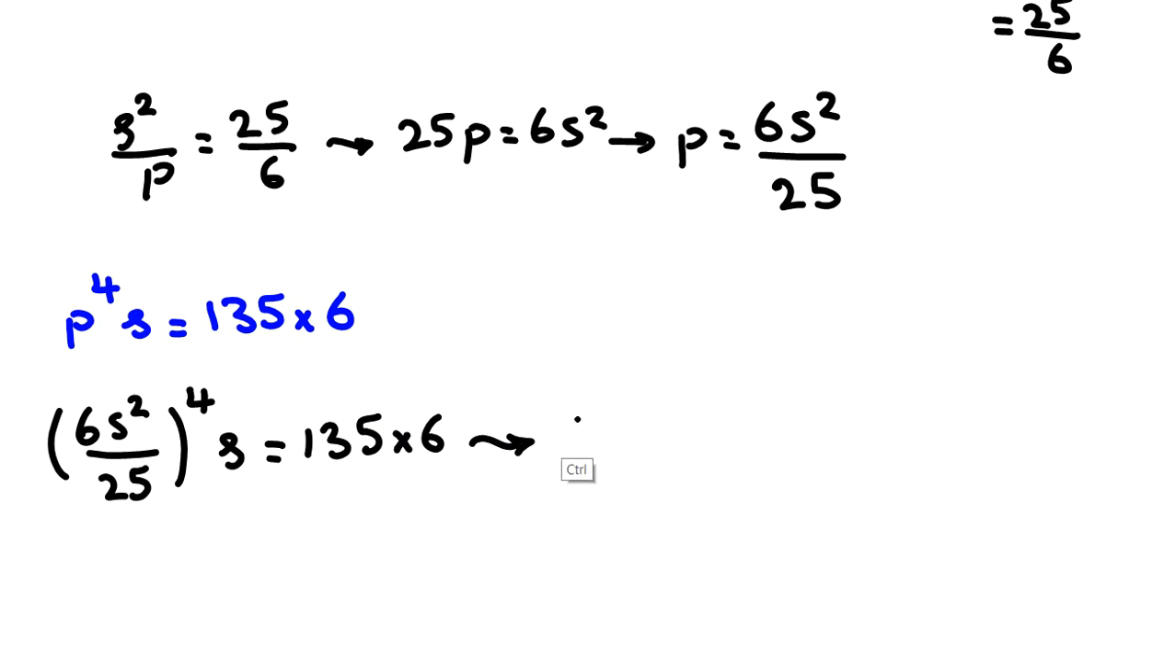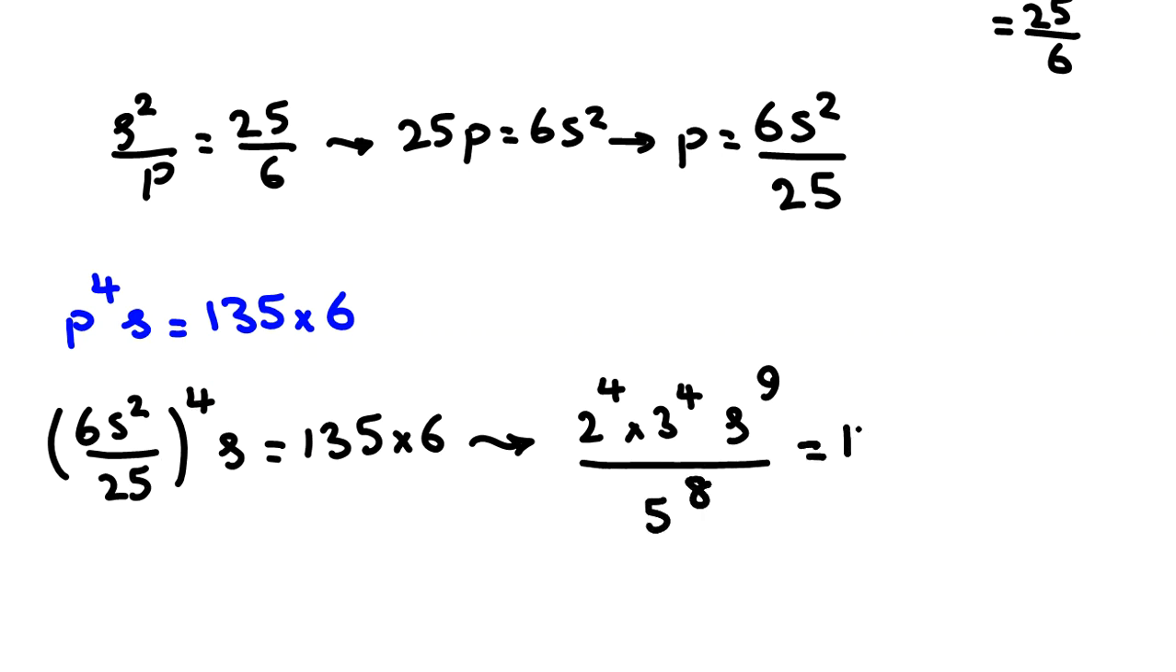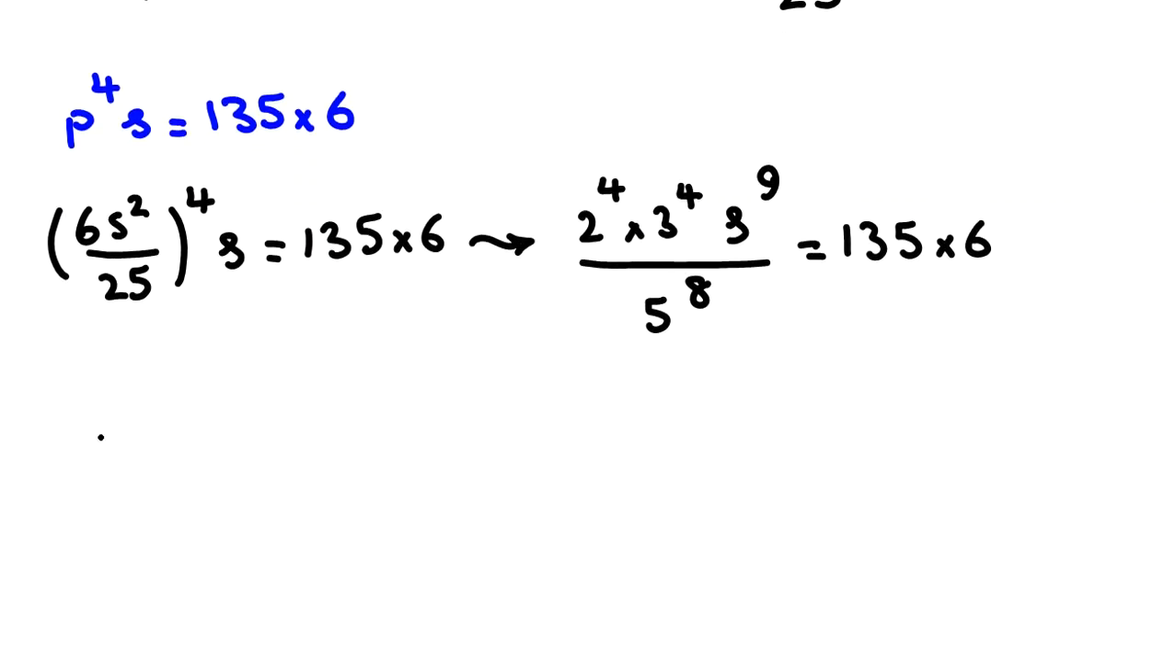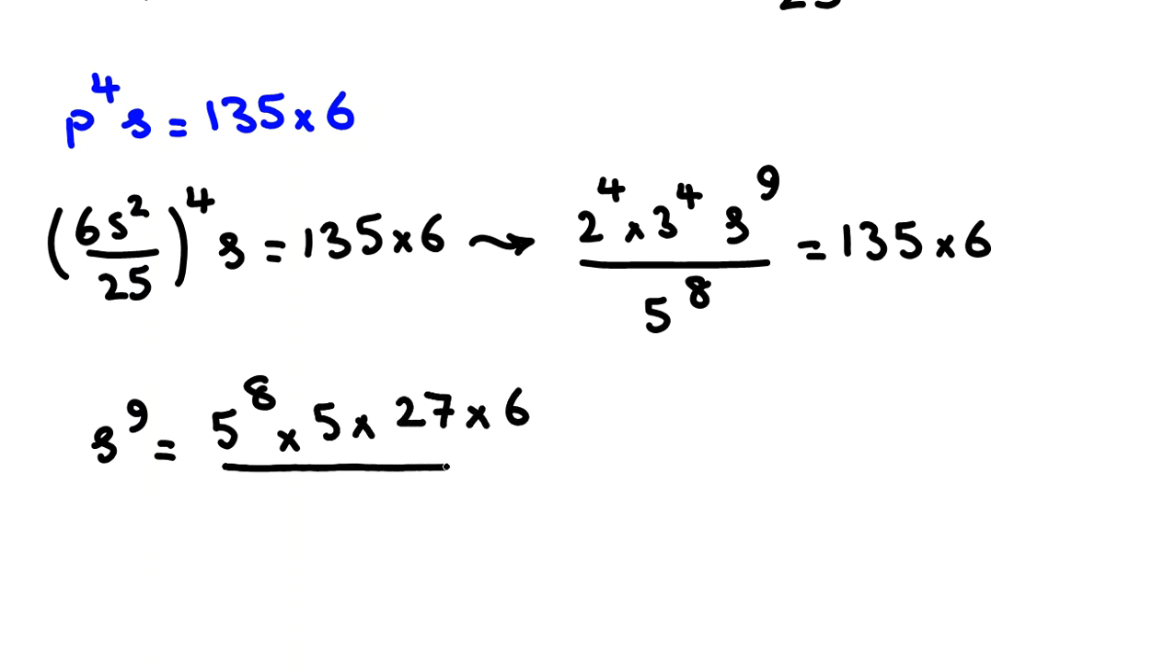Here I can write, instead of 6, 2 times 3, so 2 to the 4 times 3 to the 4 times s to the power of 2 times 4, 8, plus 1, 9, over 25. 25 is 5 squared, 5, 2 times 4 is 8. It will be 135 times 6. Now, here if you want to simplify, s to the power of 9 is 5 to the power of 8 times, I can write 135 as 5 times 27 times 6, all over 2 to the 4 times 3 to the 4. So let's simplify with red.